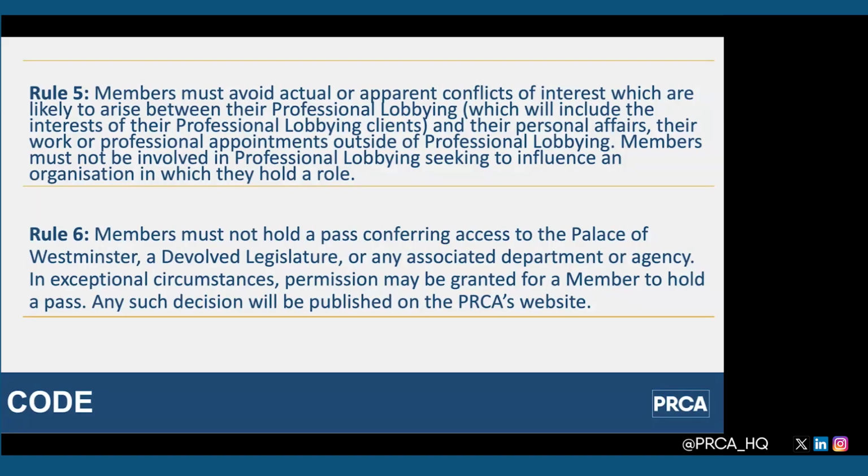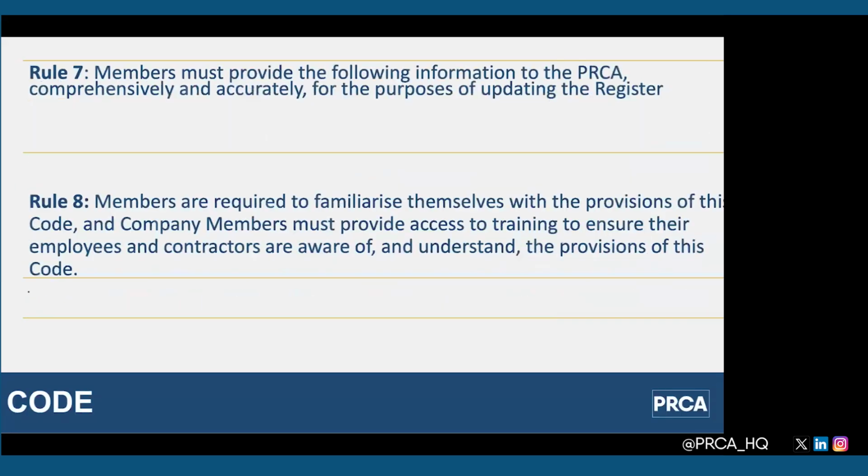Rule 6, members, and this isn't a change from the previous one. And again, members must not hold a pass conferring access to Westminster, devolved legislature, associated department or agency. There may be exceptional circumstances. It's not up to me to decide what those would be, obviously. But I think there have been issues in the past around sort of childcare and those sorts of things. But it will be looked at and a decision published. So again, from the PRCA's perspective, transparency on that as well. Now, Rule 7, I haven't included the whole of Rule 7 because Rule 7 is quite long.